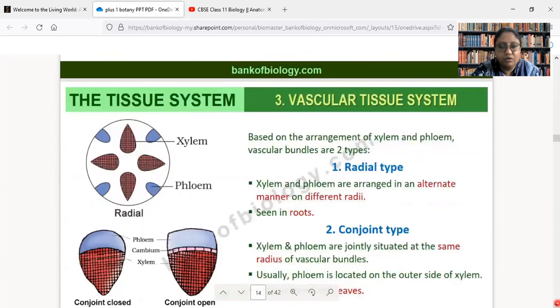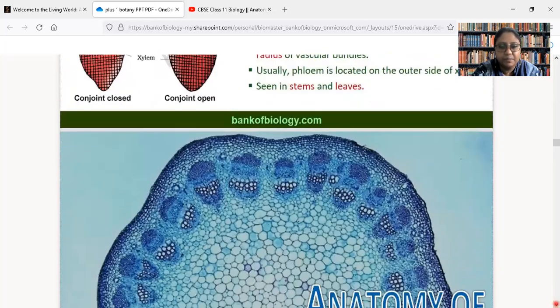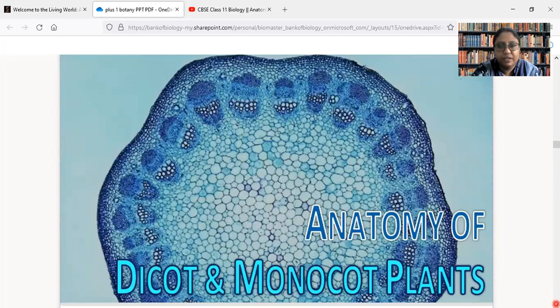Now radial and conjoint. In case of radial, you can see xylems are separate, phloems are separate, and they are arranged in a radius. Whereas in case of conjoint, xylem and phloem are present together. In our next lecture, we will continue with the anatomy of dicot and monocot plants, where we will see how cells are arranged in the cross section of root and leaf.